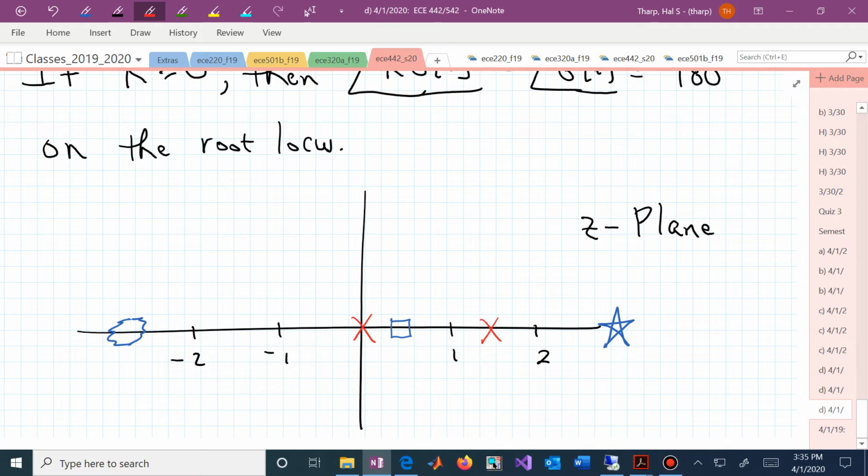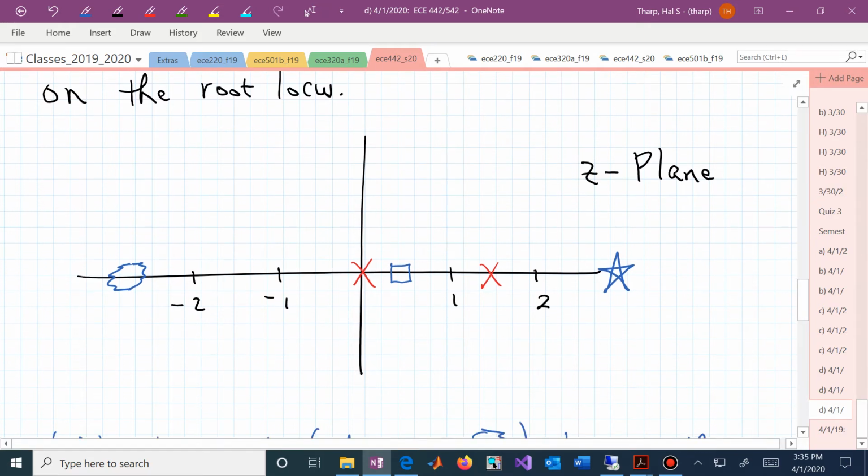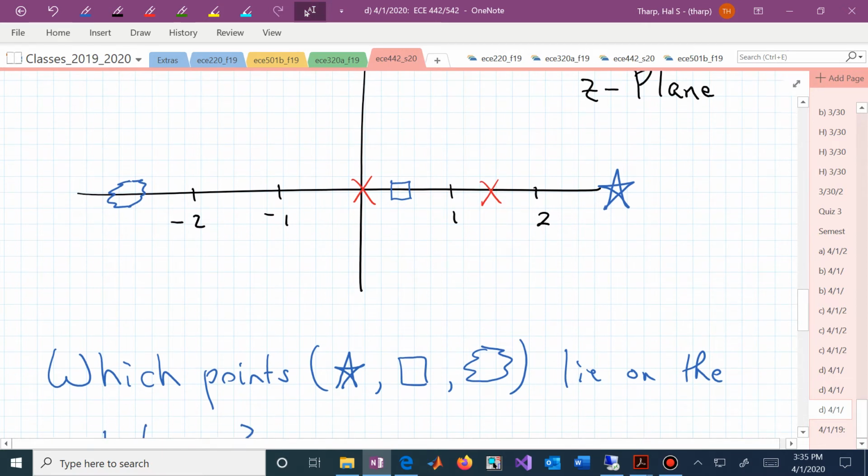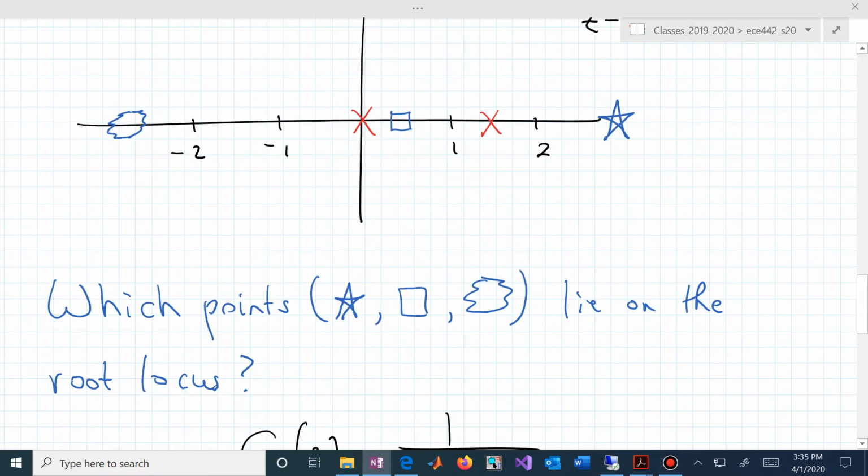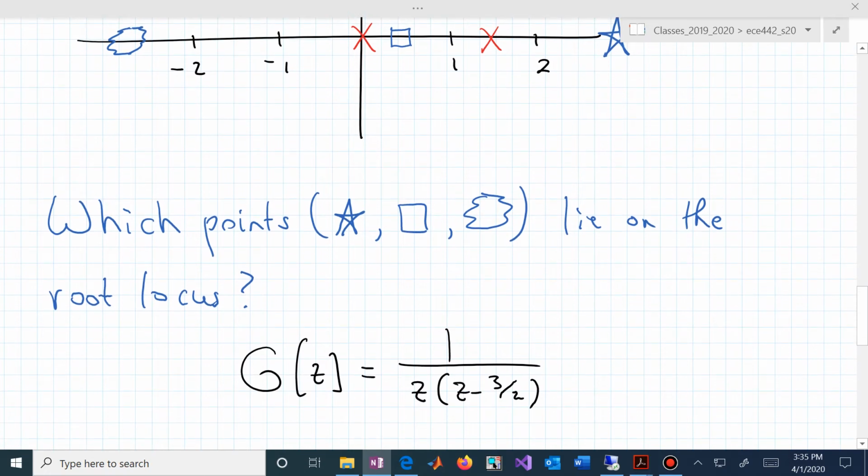the real axis. Is that always going to be the case? Well, let's just see. And now we want to ask the following question. Which points, the star, the box, and the cloud, lie on the root locus? Do they all three? Is our root locus for this particular plant going to be passing through all three of those shapes? That's what we're asking. Our plant was this g of z equaling 1 over z times the factor z minus 3 halves.